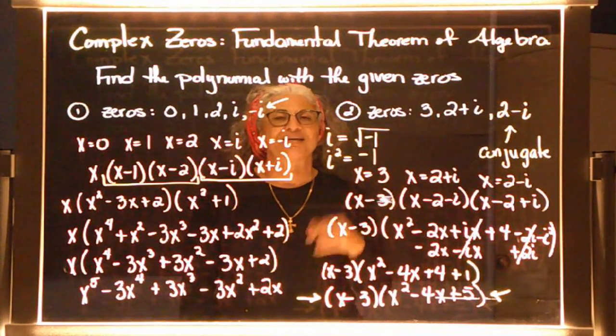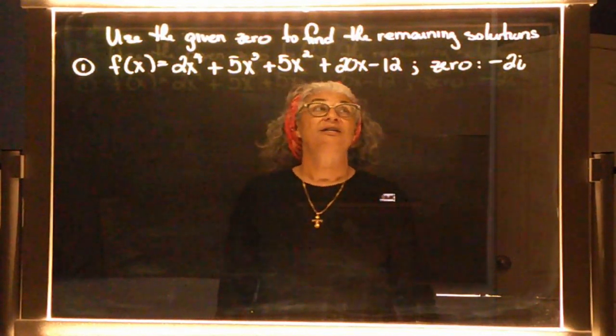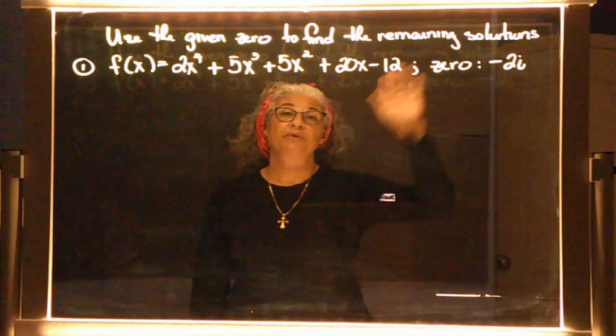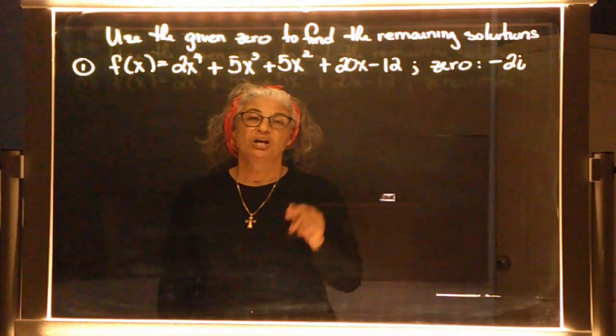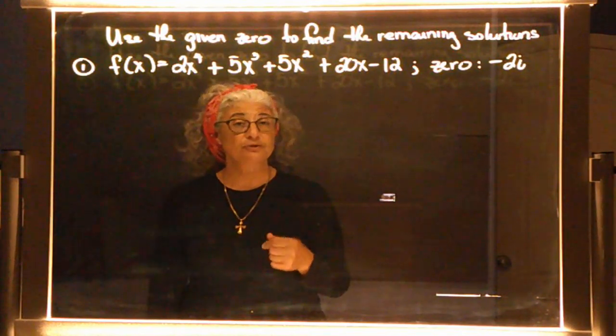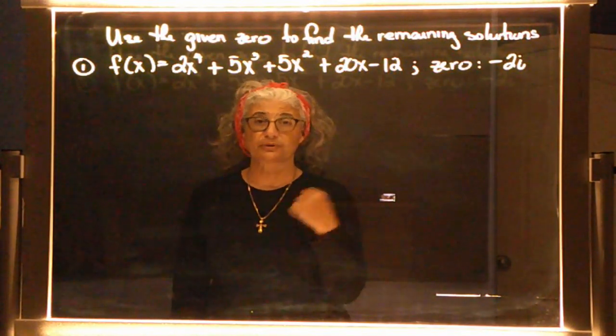Cool? Okay, hang in there. I got some problems for us to solve. Okay, so let's look at these directions. Use the given 0 to find the remaining solutions. So I have a fourth degree polynomial and they're asking me to find the solutions. How many solutions should I have? Good, I should have 4 solutions.